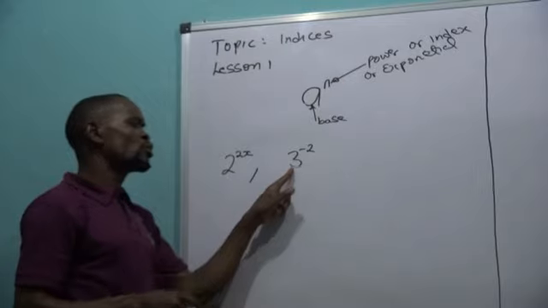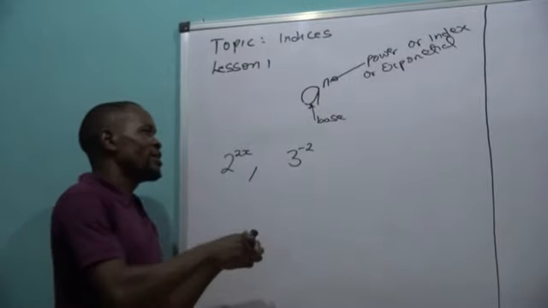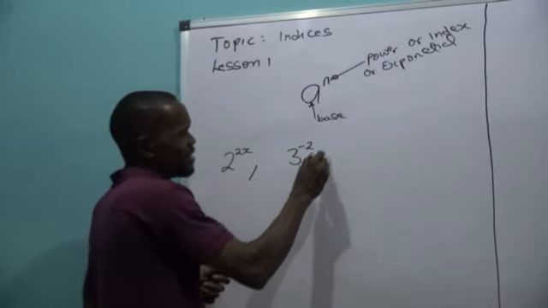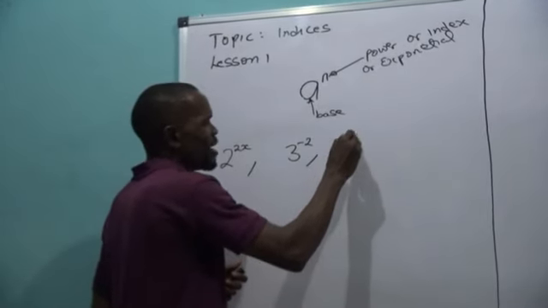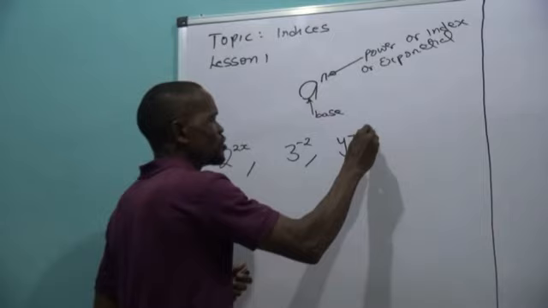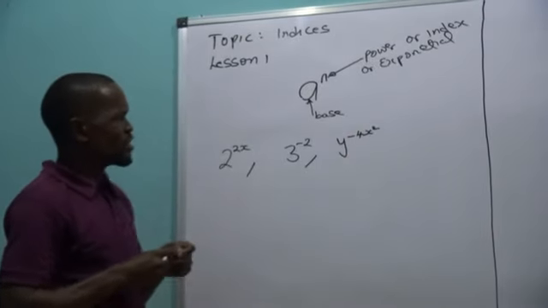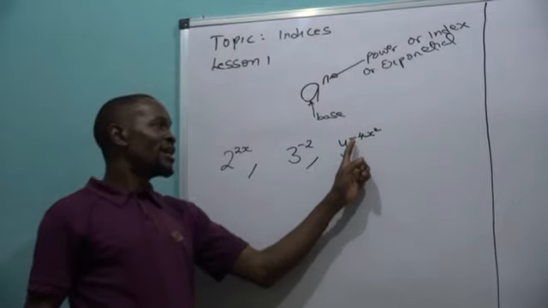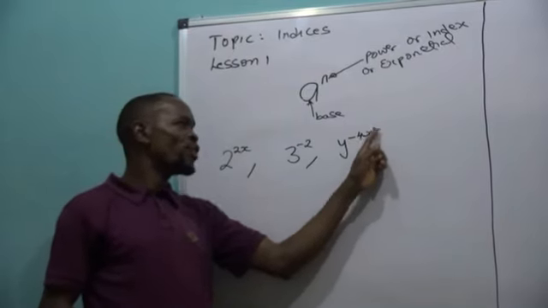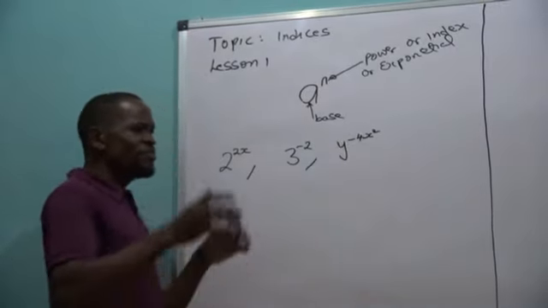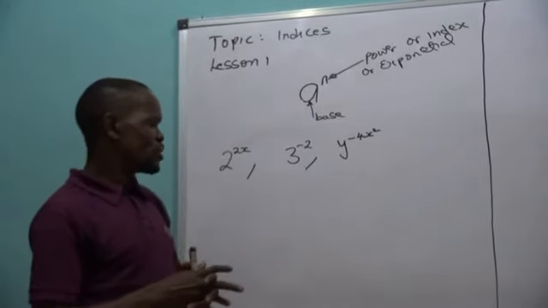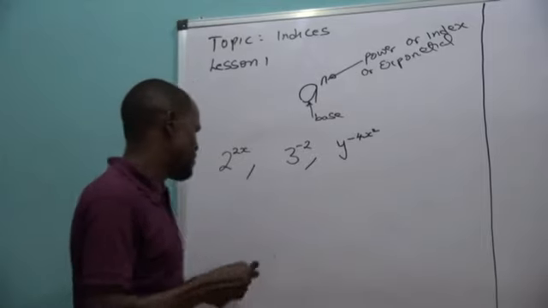Another example, if I have 3 raised to the power minus 2, in this case this has turned to the base, which is 3. Here, this is minus 2. I can write this again: y raised to the power minus 4x squared. That does not concern me. What concerns me here is that I know this as the base, and I know this minus 4x squared as the power. Then before we can proceed on this particular topic, let us know what is called a term.